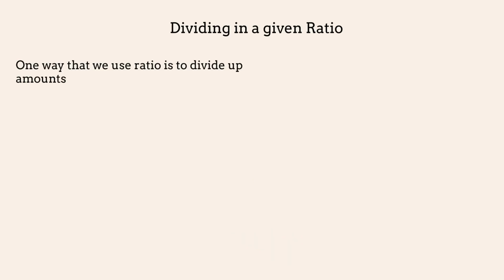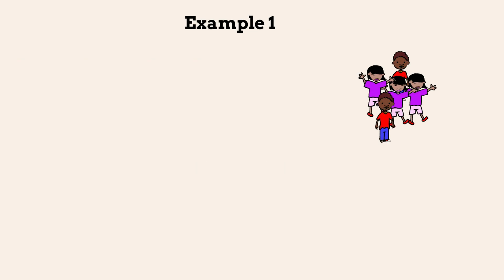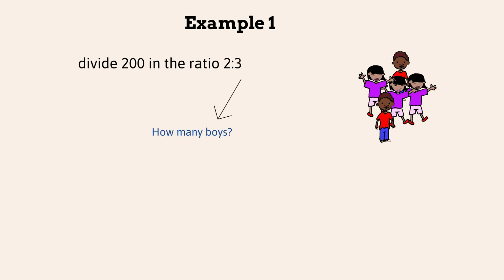So one way that we use ratio is to divide up amounts. We might be given that the number of pupils in SS2 is 200 and be required to divide this amount in the ratio 2 to 3. If this ratio represents the number of boys to girls, then the question is actually asking us to find out how many boys there are and how many girls there are. We're going to do this in 3 simple steps.